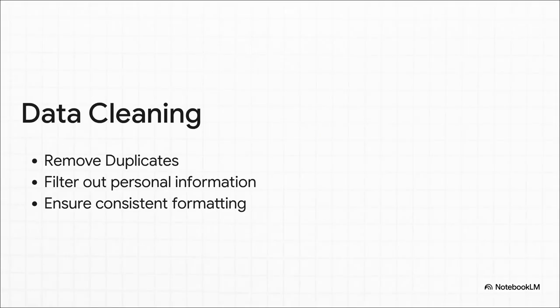But here's the thing. You can't just throw the raw internet at a model. It's a mess. So a super important step is cleaning all that data up. This means getting rid of duplicate pages, filtering out sensitive personal info, and just making sure everything is in a nice, consistent format. Because really, quality in equals quality out.